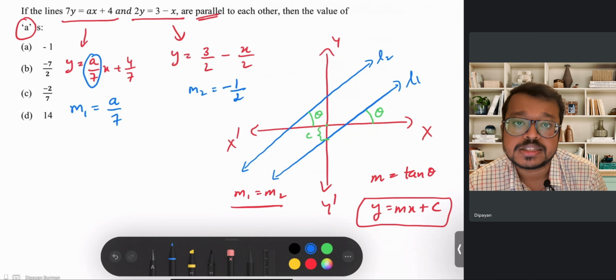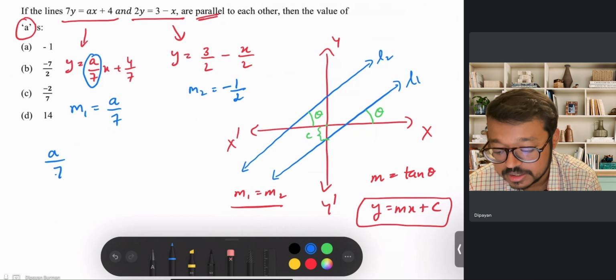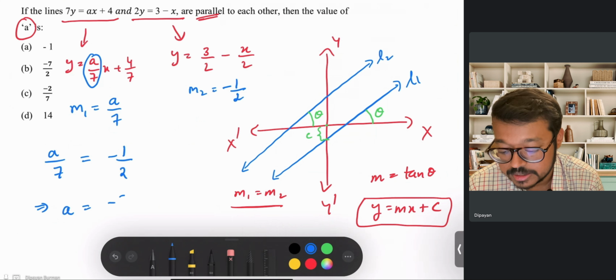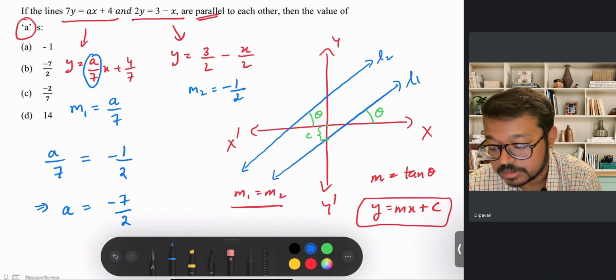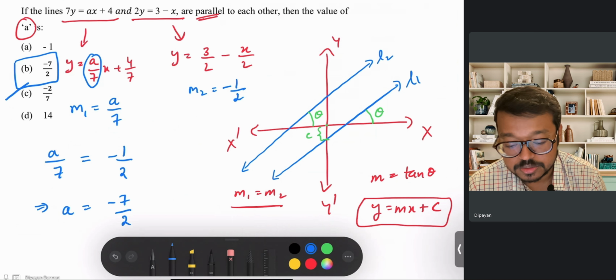And since the lines are parallel, the slopes are equal. So I will say that a by 7 is equal to minus 1 by 2. If I move 7 to the other side, a will be equal to minus 7 by 2. So option B is correct. Moving ahead to the next question.